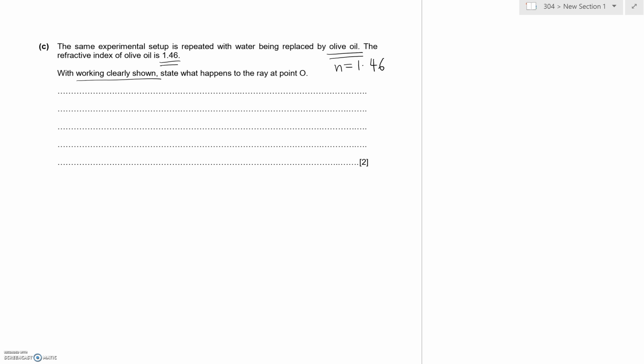So again, we can use the formula sine C equals 1 over n. So my C will then be 43.2 degrees. Okay, so that is the critical angle. What is the angle of incidence still? The angle of incidence didn't change, correct? It's still 50 degrees.